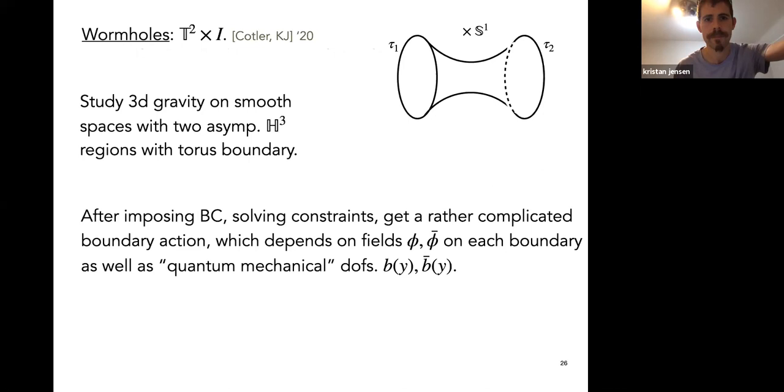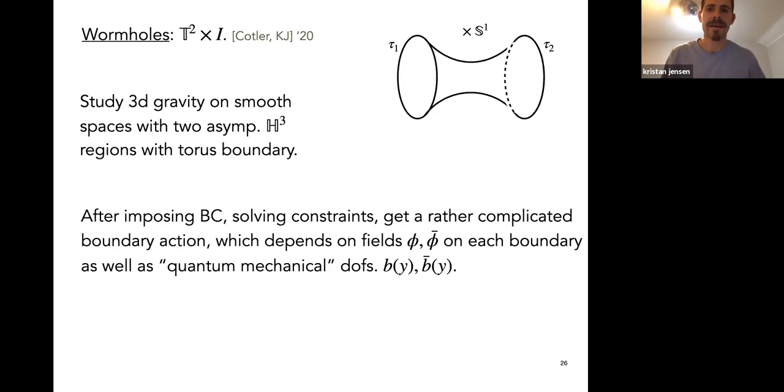So from there, having set up the problem, what did we do? Well, we wanted to perform an integral over smooth spaces with two asymptotic regions with torus boundary. Our approach was to impose boundary conditions and solve these constraints, and the output of that is some rather complicated boundary action, but it's purely a residual 2D path integral that one can perform.